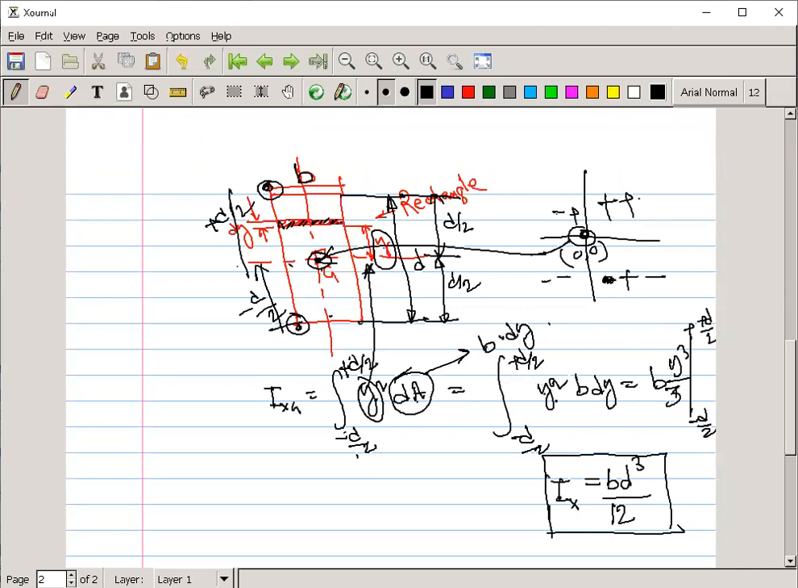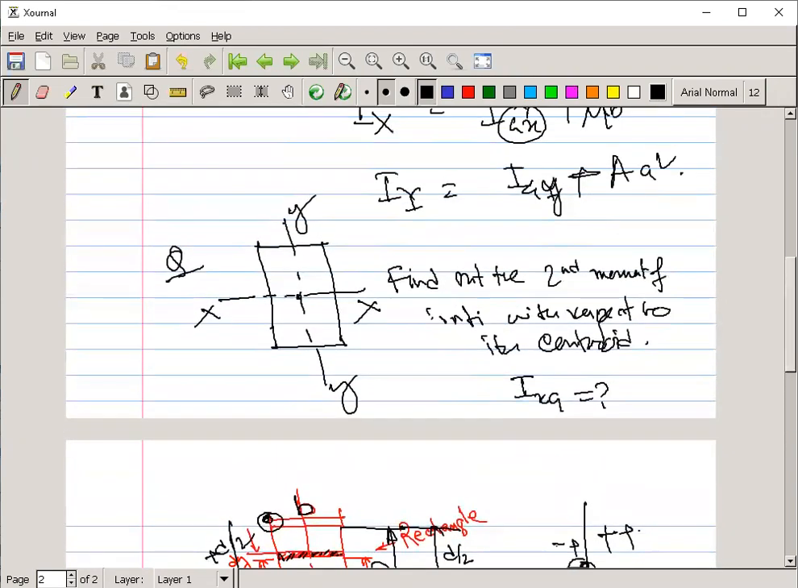If you integrate this, you will get y cube by 3 from minus d by 2 to plus d by 2. Put this value in y: in this place, replace y by d by 2. So you will get b d cube by 12. This is the formula when the question says to find the moment of inertia of any rectangular cross section with respect to the centroidal axis.